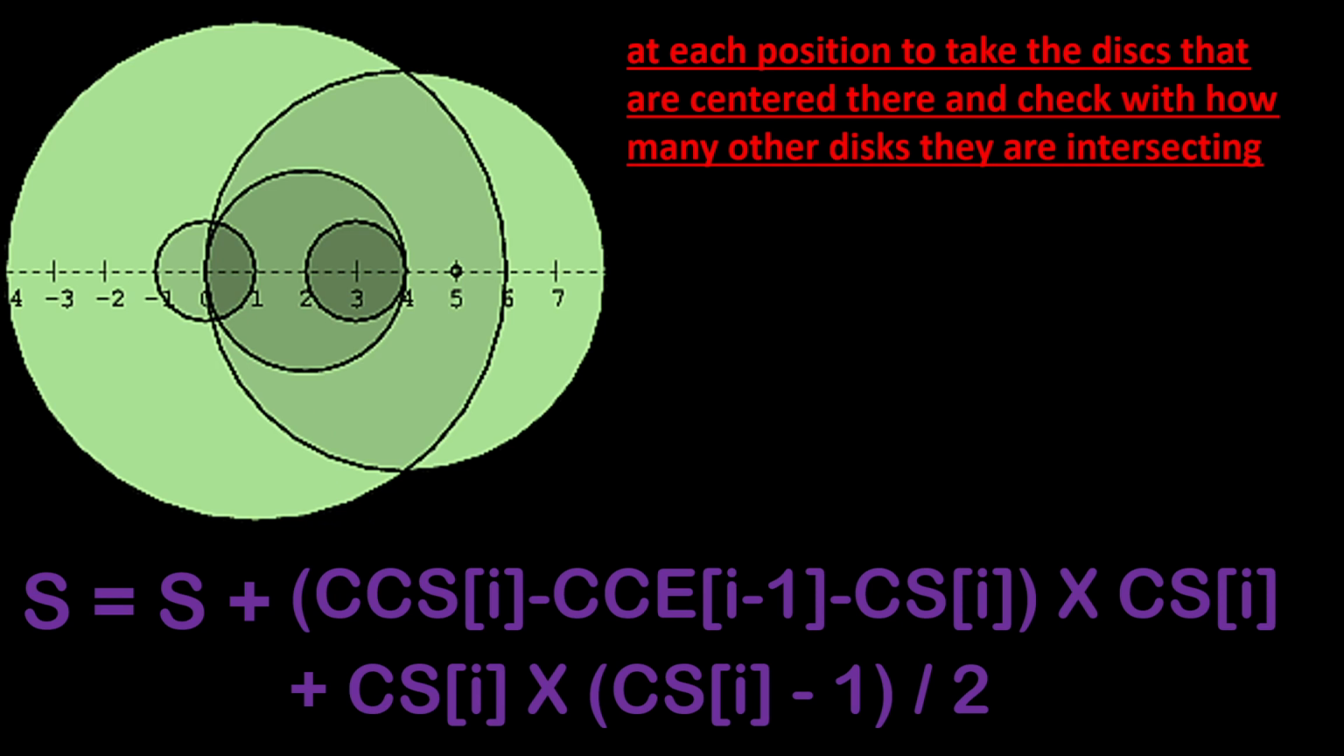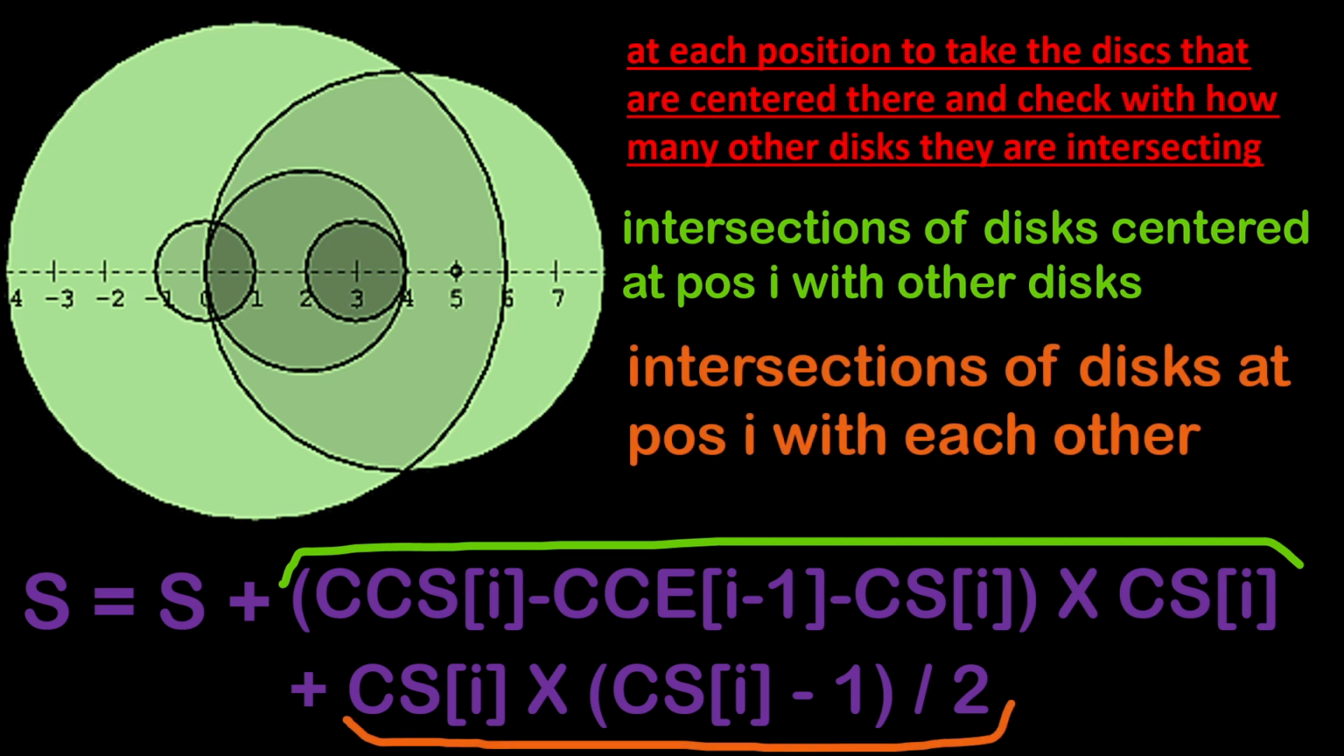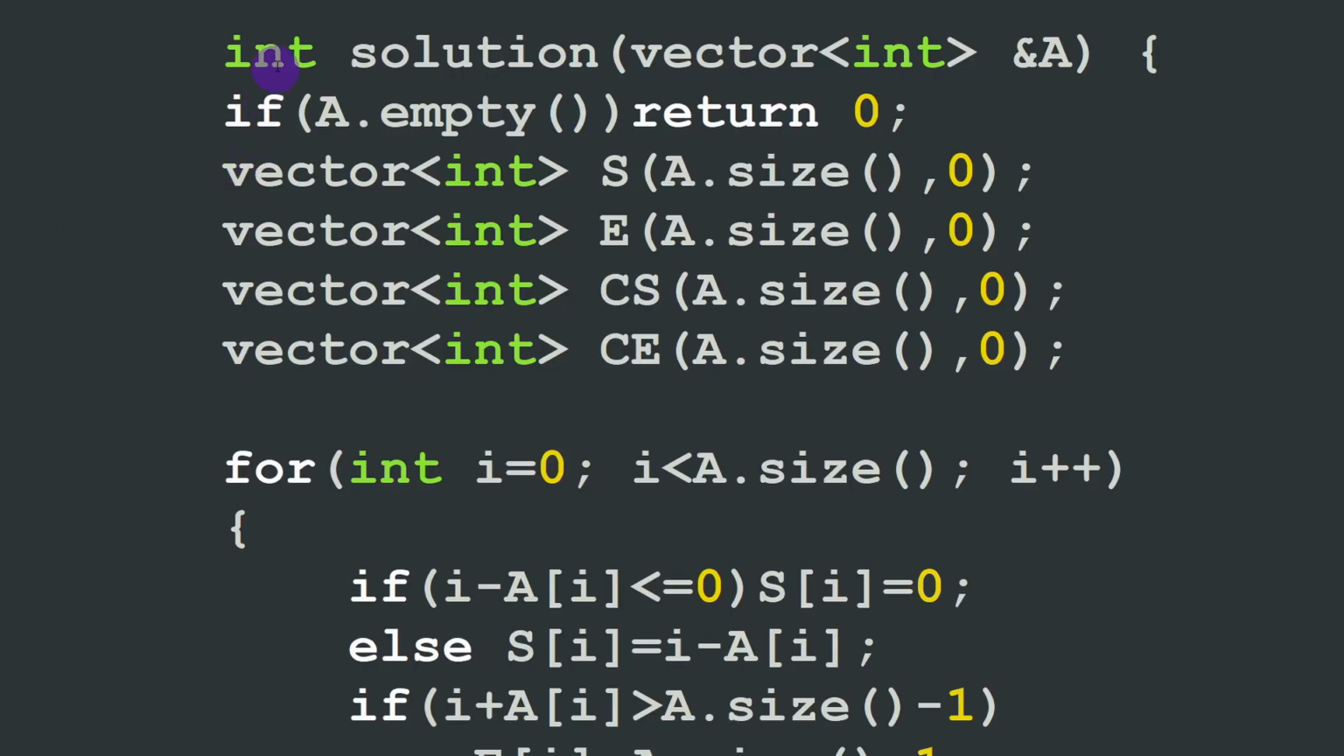So finally, we have our magic expression. The first term takes into account the intersections of disks centered at position I with all the other disks, and the second term represents the intersections of disks at position I with each other. And this solution is supposed to be more efficient than the brute solution, because once you have this expression, you run through the array only one time, so it's a single for loop that would provide you the final result. However, you have seen that it requires some kind of preparation, as we have added new vectors that are needed for this particular expression. So this is our solution in C++.